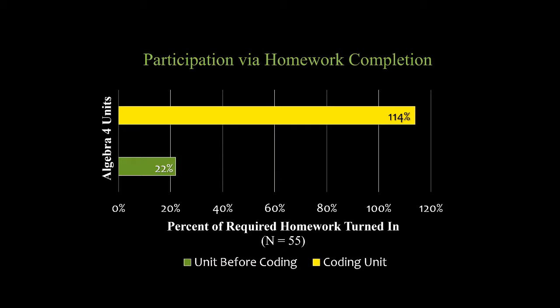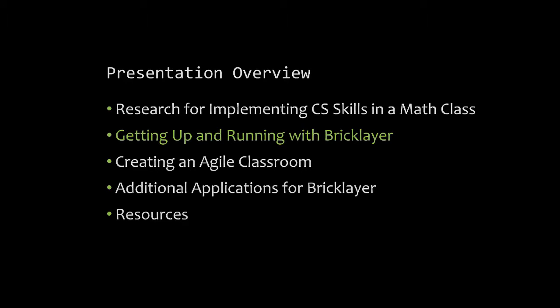This also kind of blew me away. The homework completion based on assignments in the units before was 22%. In the units when we did coding, kids were actually requesting homework, 114% completion, beyond what I was assigning, for stuff like, hey, I got this done early, what else can I do? I was expecting it to go up a little, but not more than what I was requesting, so that was pretty sweet.